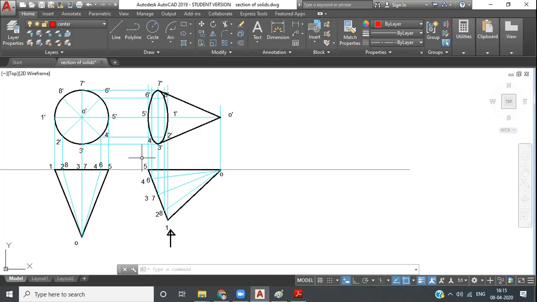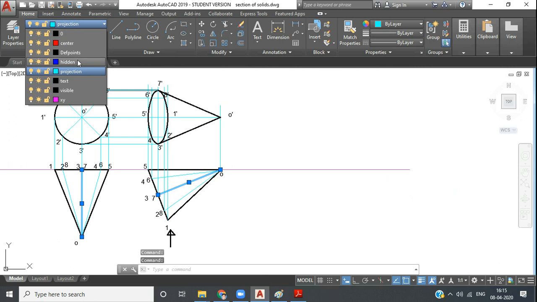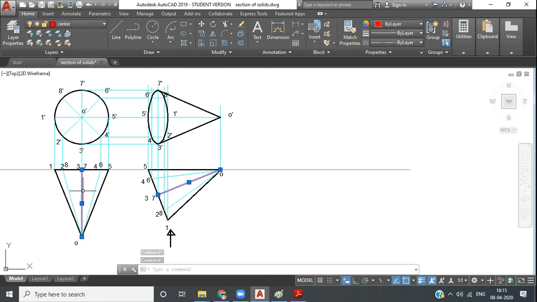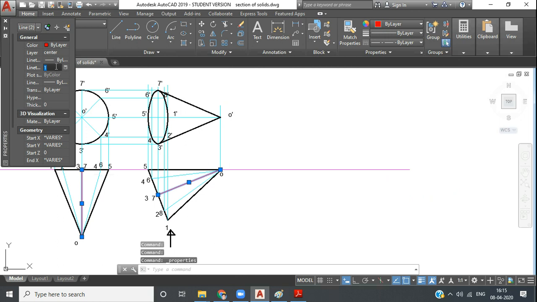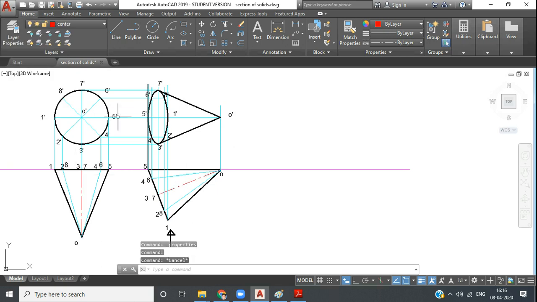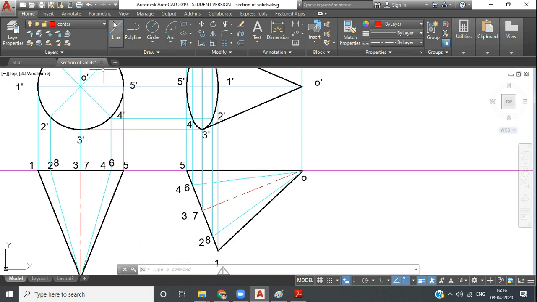First of all I will mark the axis. These two lines are the axis. I will make this layer center, change its property and make it 0.25. So these two axes are there. I will name them. This 3 and 7 are for generators. The generators and the axis are overlapping there, so I will give some more names here.